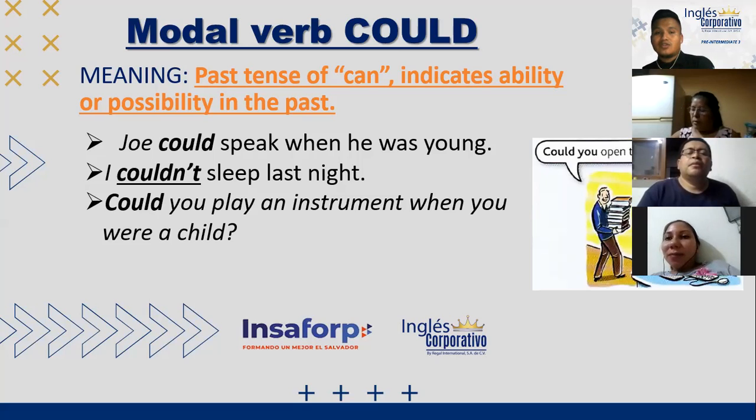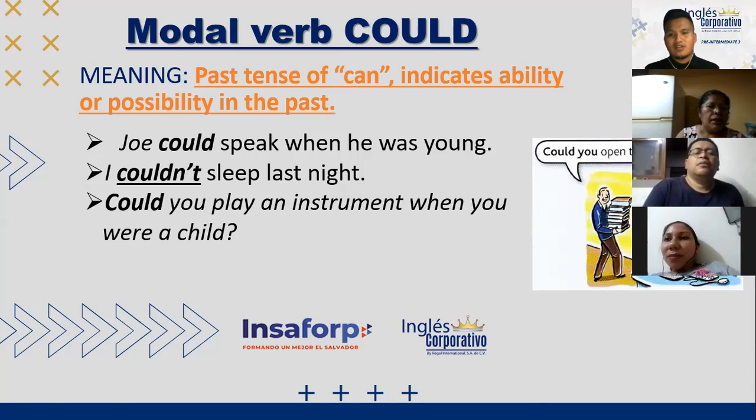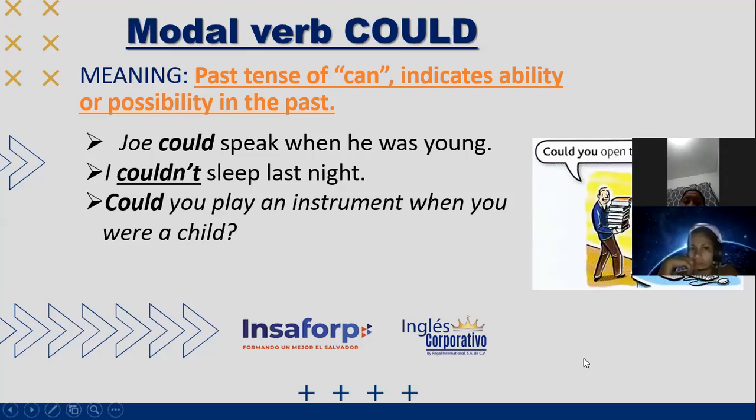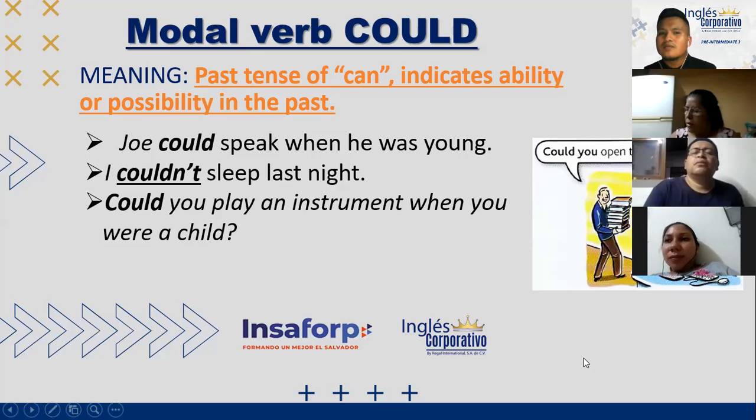Okay. Questions with the modal verb could? No? There is no question, guys. And, will you please borrow me your pencil? Who said that? Tell me your name. Carla. Carla, okay. Will you please be so kind to borrow me your pencil? I don't know if it is correct to say to borrow me. Yes, and we are going there.